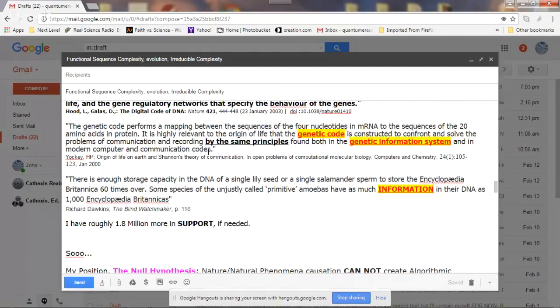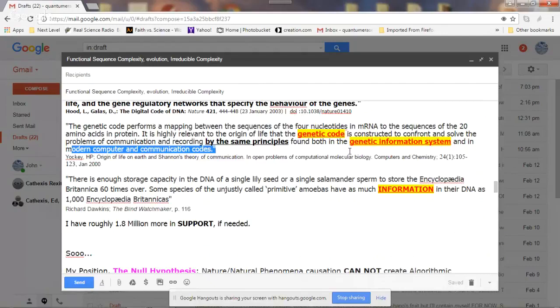Number two, we got Hubert Yockey again, the king of information theory. He's talking about the genetic code, and about the same principles found in both genetic information systems and in modern communication and computer codes. Listen, he's given the benefit of the doubt here to this one, not this one. This information system dwarfs this one. It's not even a comparison in functional sequence specified complexity.